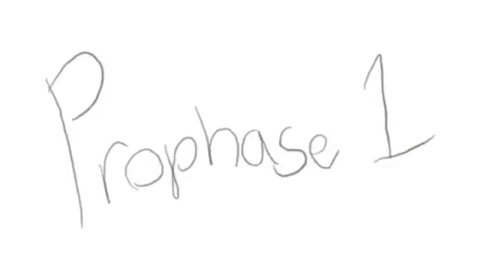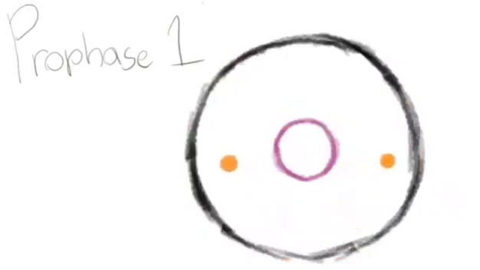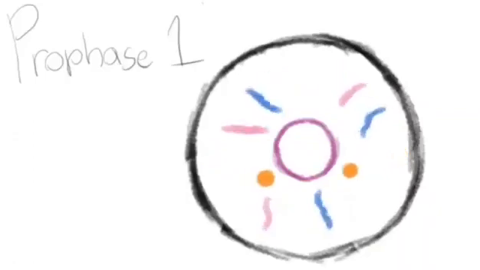Once interphase is done and all chromosomes are duplicated, prophase 1 takes place. Prophase 1 is when centrosomes, protein cylinders that were next to the nucleus, go to separate corners of the cell. When this happens, it tangles up all the chromosomes and crossing over occurs.